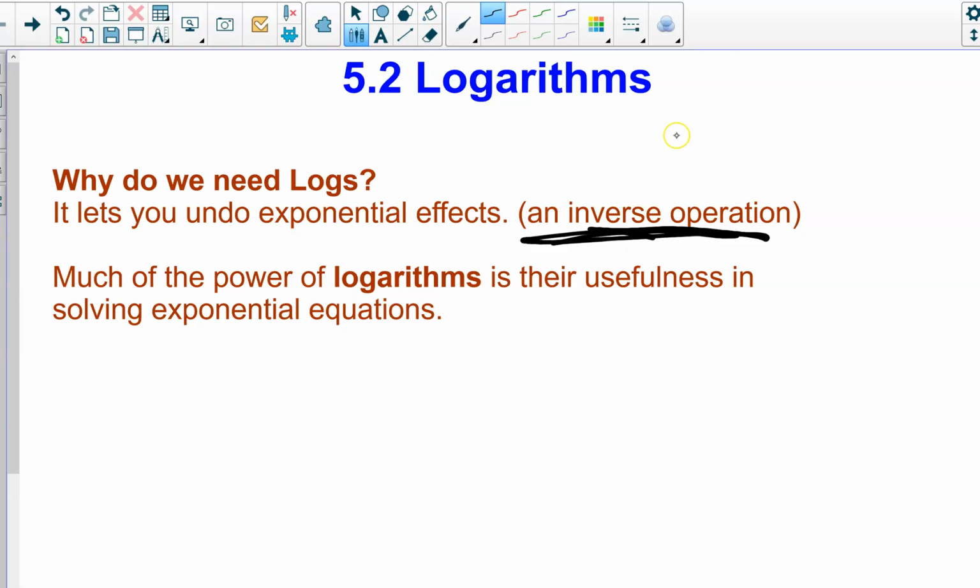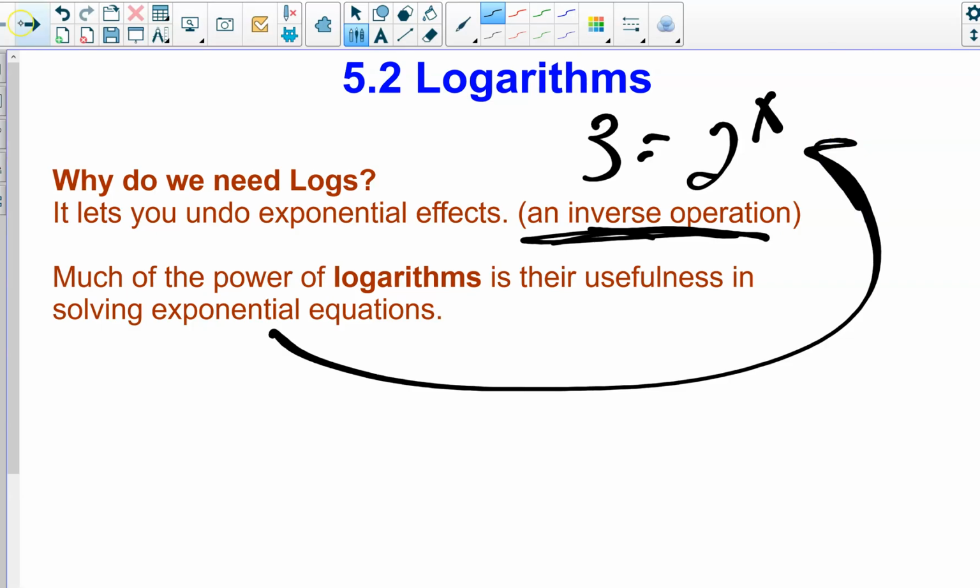If you have 3 equals 2 to the x, how do you figure out what x is? How do you get x by itself if it's in the exponent? The only way to do that is to log both sides, and then you can bring the x out of the exponent and put it in front and get it by itself. So if you had to solve for this, you'd have to use logarithms. Much of the power of logarithms is their usefulness in solving exponential equations, which is that equation right there.